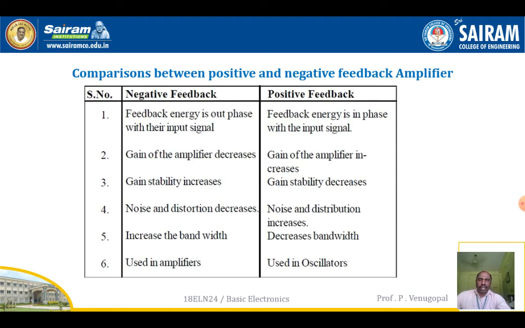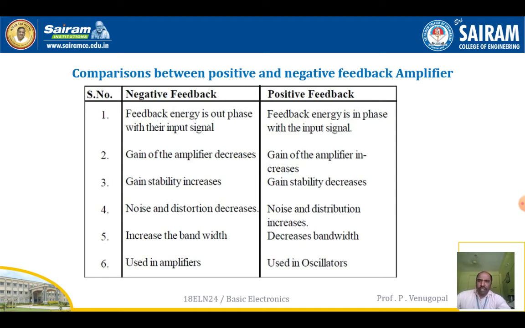Comparison between the positive and negative feedback amplifier. Negative feedback energy is out of phase with respect to the input signal, which means a 180 degree phase shift between the input signal and the feedback signal. But in positive feedback, the feedback energy is in phase with the input signal. Second difference, in negative feedback, gain of the amplifier decreases. In positive feedback, gain of the amplifier increases. And third difference, in negative feedback, gain stability increases, but gain stability decreases in positive feedback.